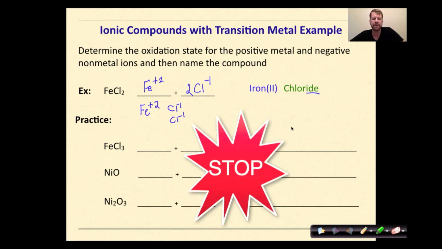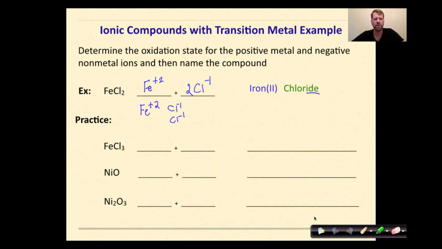Now at this point, I'd like you to stop the video, work through the next 3 examples with positive ion, negative ion, and then proper name. These are all binary ionic compounds, and come back and we'll check your work. Welcome back. Let's check your work.